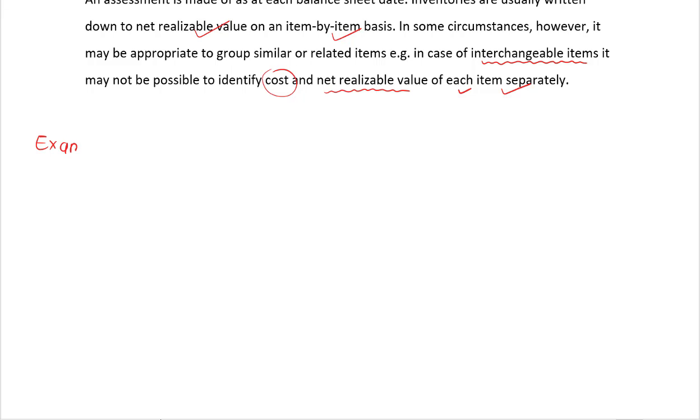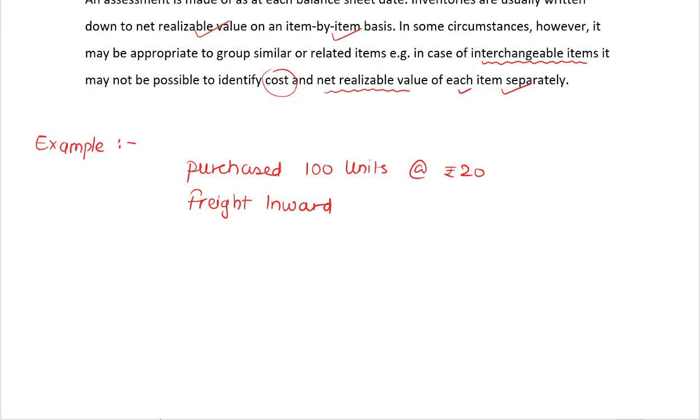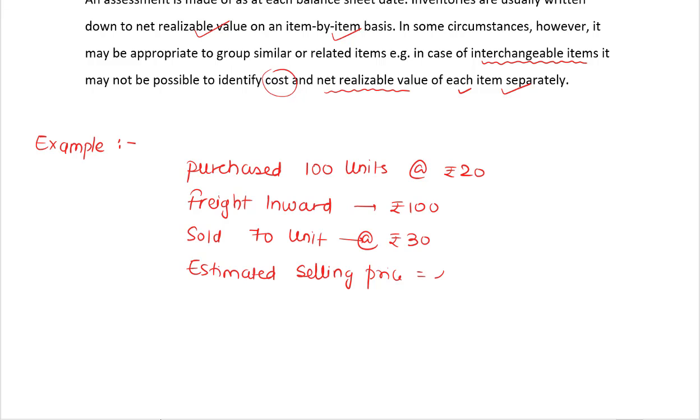Let us see an example. Purchased 100 units at rupee 20, freight inward rupee 100, sold 70 units at rupee 30, estimated selling price rupee 24, estimated selling expenses rupee 2.5.